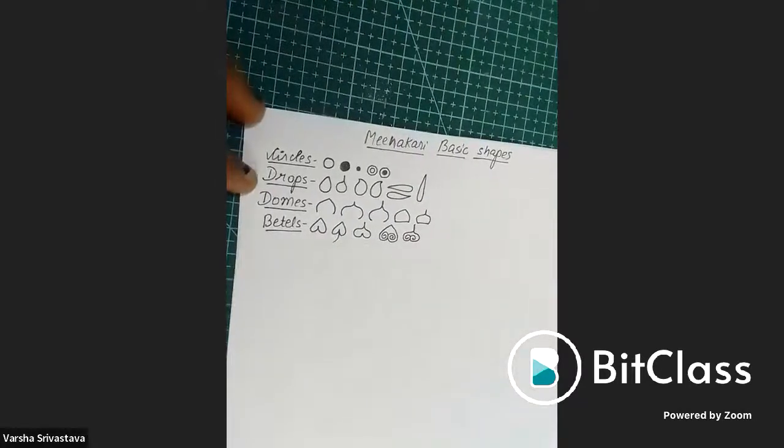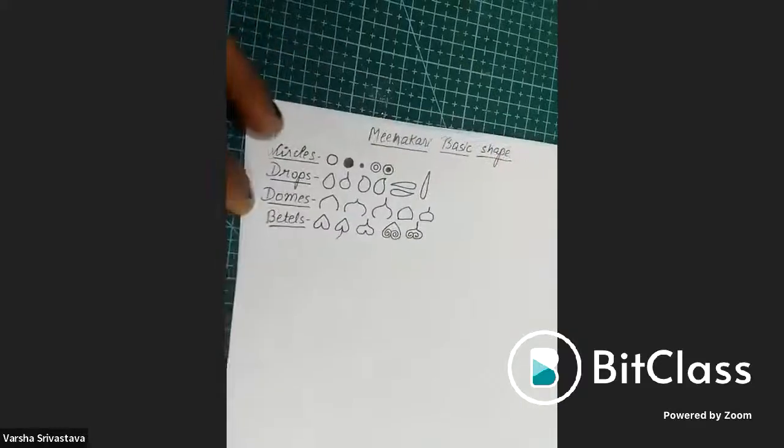Okay, so these are the beetles. Beetles is the pan shape. I hope this is clear.